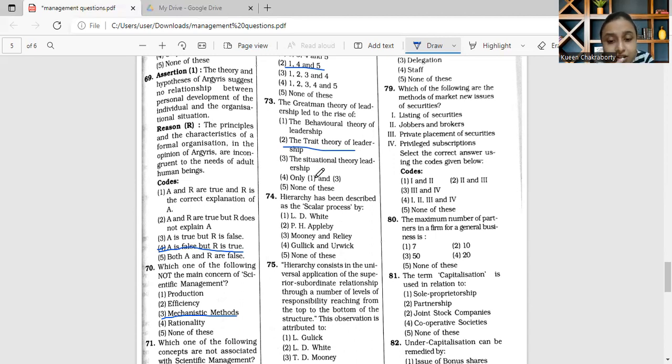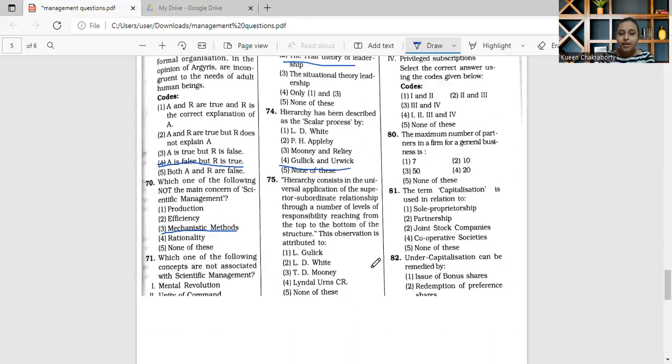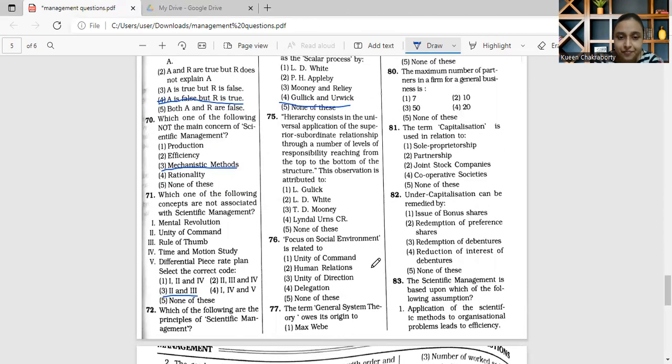For them, the scalar principle or hierarchy must be observed, or authority breaks down. Authority involves the ability to require actions of others, and it is the major principle of organization. According to them, the scalar chain would contain clear, defined lines of authority running throughout the organization. So based on this, we have option number 4 as the correct answer. That is, Gulick and Urwick established this scalar process. Next, moving on to question number 75.